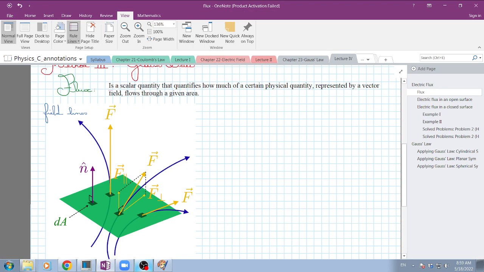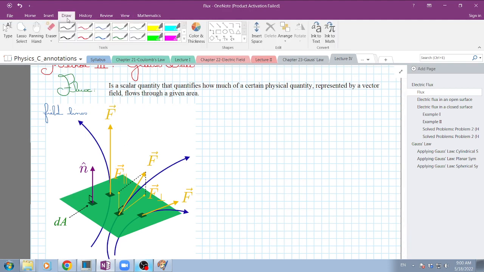As you can see here, you remember from what you learned before that the field vector is tangential to the field lines. The field lines are represented in blue here, and then you have the vector itself represented in orange, a given area in green, and this normal vector in purple. How do you represent this mathematically, guys? Mathematically speaking, this is just the scalar product between the vector field and the area that the vector field goes through.